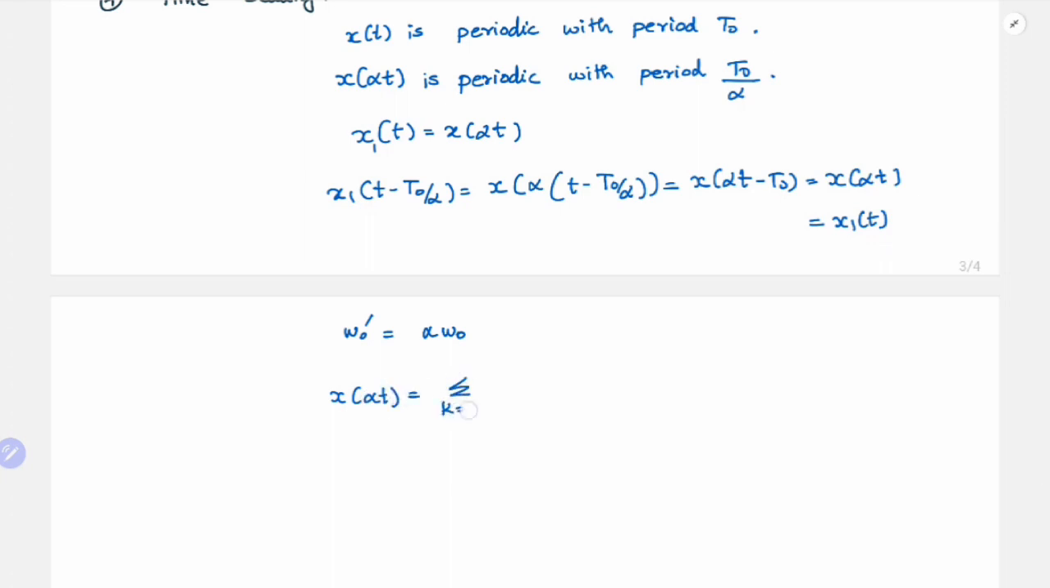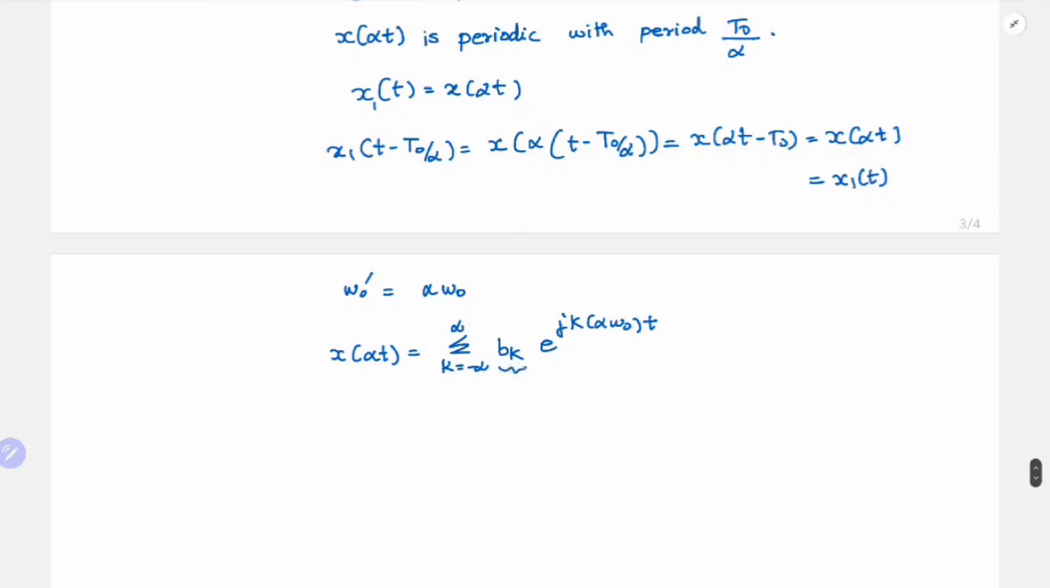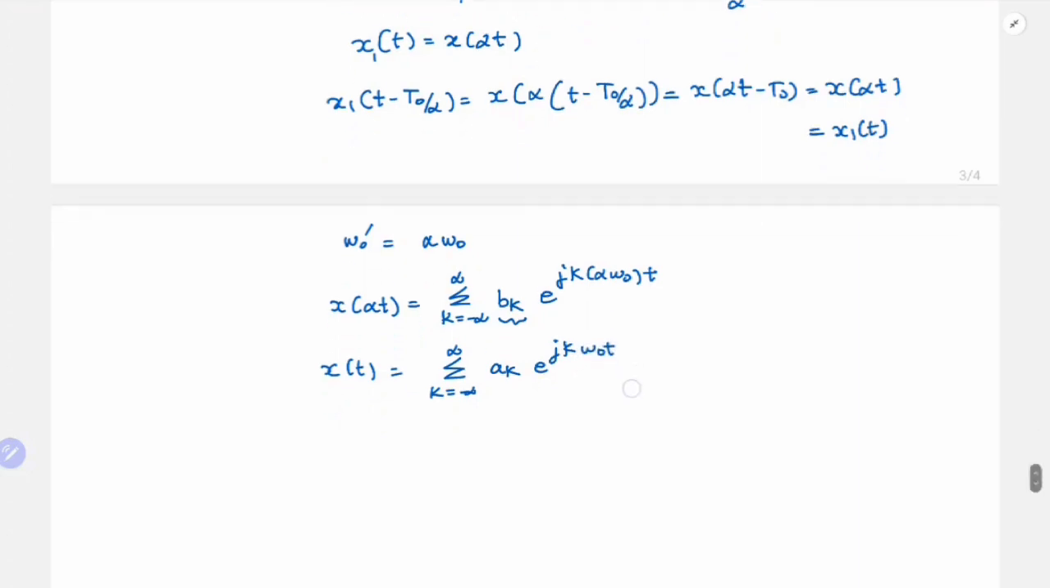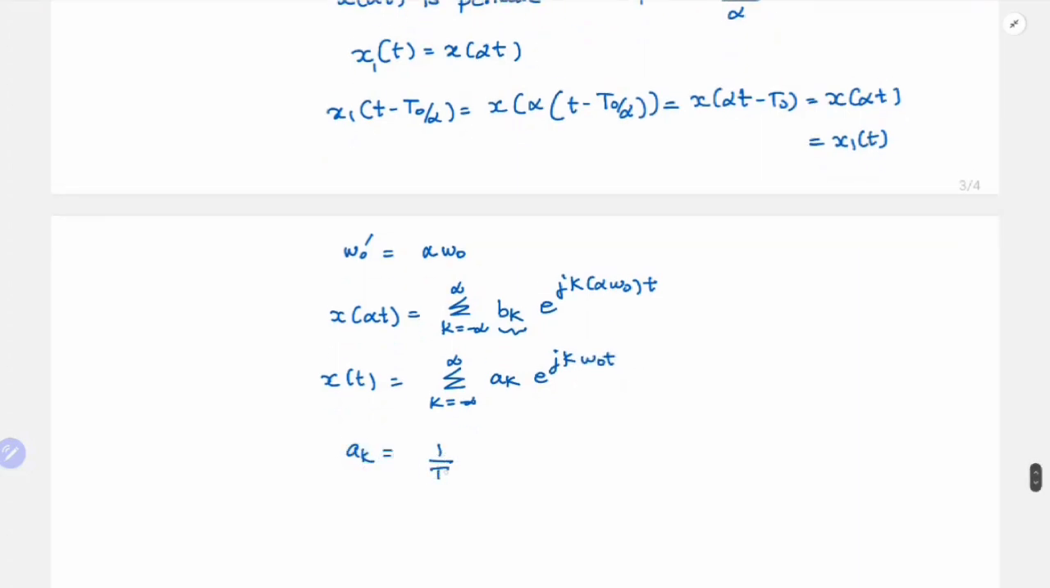So how will our new definition of Fourier series look? It will be the sum over k equal to minus infinity to infinity, let's say some bk e power jk alpha omega naught, which is omega naught prime, t. So we need to find bk. We know x of t is nothing but the sum over k equal to minus infinity to infinity of ak e power jk omega naught t, and ak is nothing but 1 by t naught integral over t naught of x of t e power minus jk omega naught t dt.